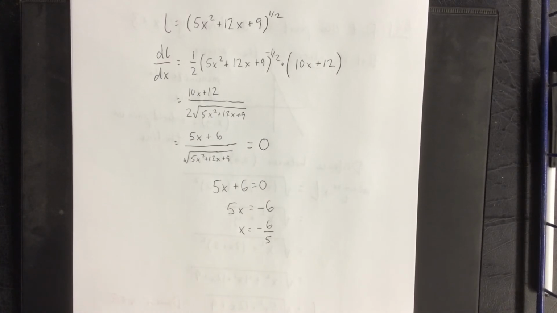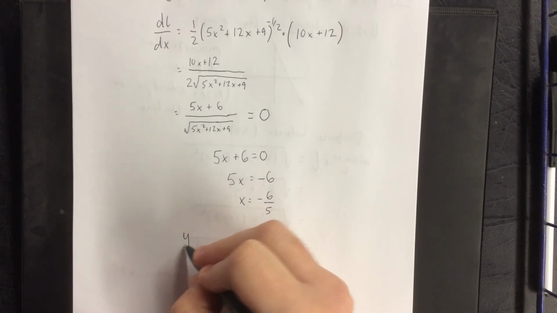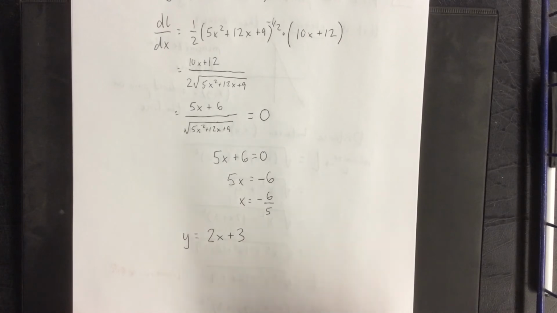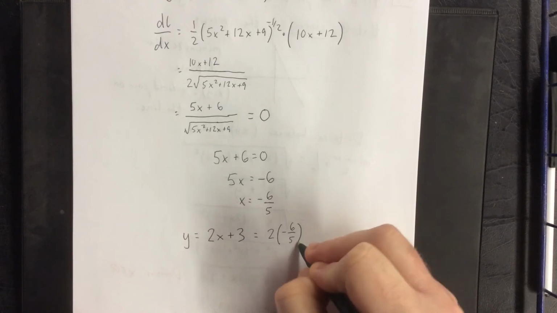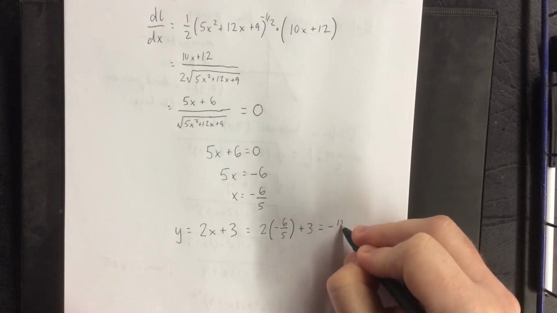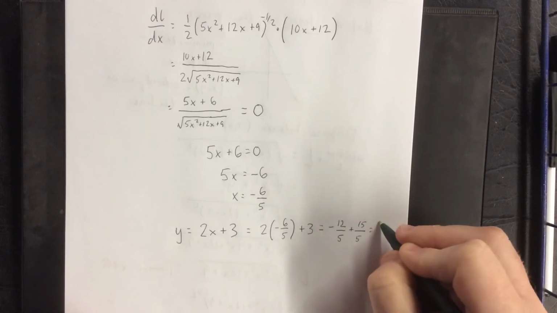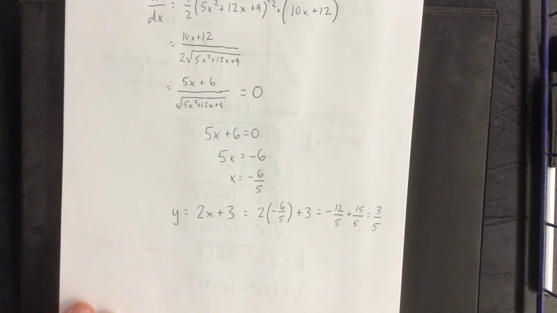Now, as a reminder, the original problem said determine the point on the line that is closest to the origin. If we know the value of x, we'll need to calculate the value of y. The substitution that we had for y is that y is equal to 2x plus 3. So that'll be 2 times negative 6/5 plus 3. That'll be negative 12/5 plus 15/5 for an answer of 3/5. Now, when we started this process, I did point out I anticipate the value of x to be negative and the value of y to be positive.